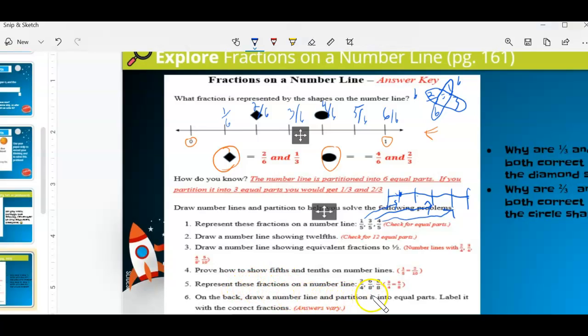Represent these fractions on the number line. 3/4, 6/8, 8/8. So remember, 3/4 and 6/8 are equivalent to each other. So they could be on the same place on the number line. 8/8 is the same as 1 whole, so that would be the entire number line. Okay.